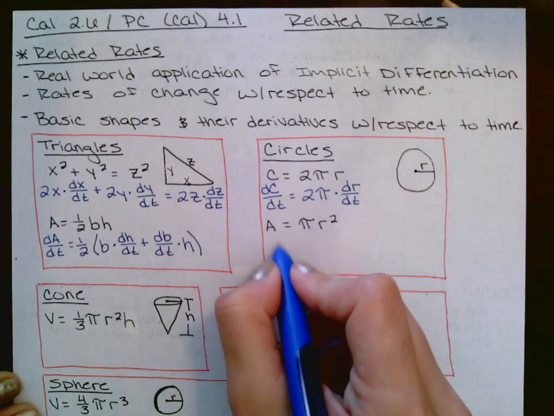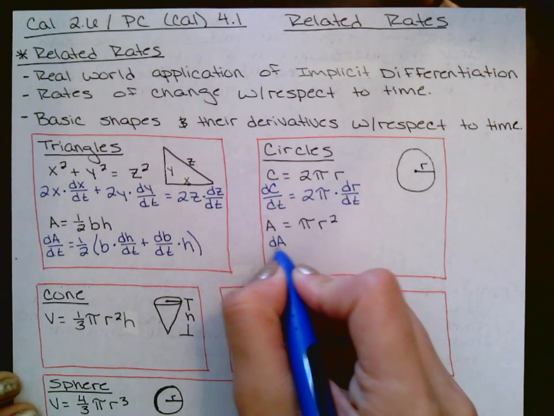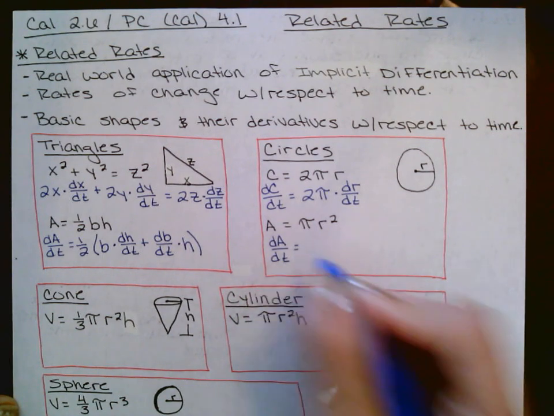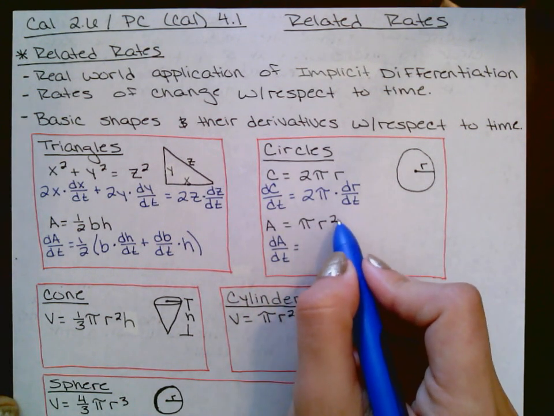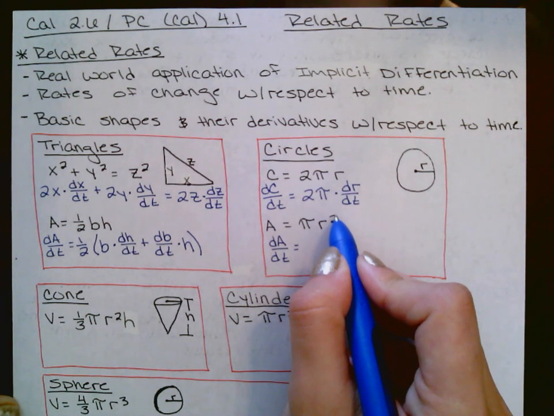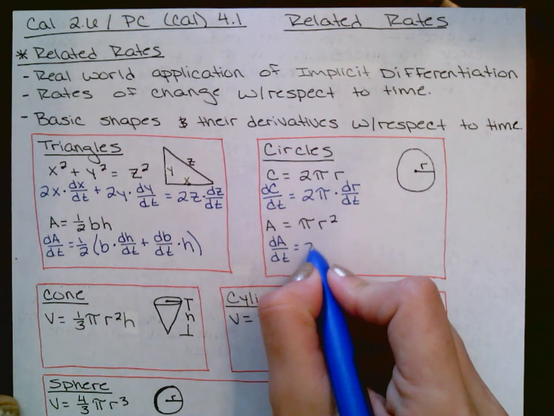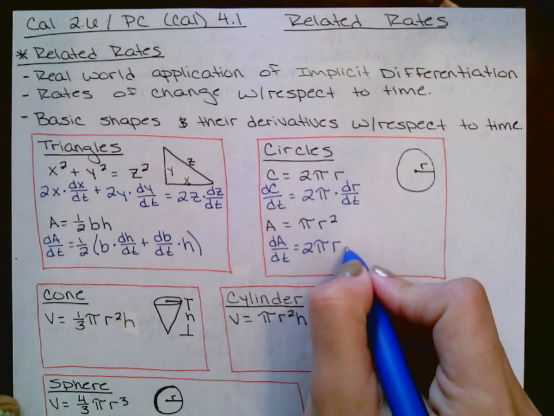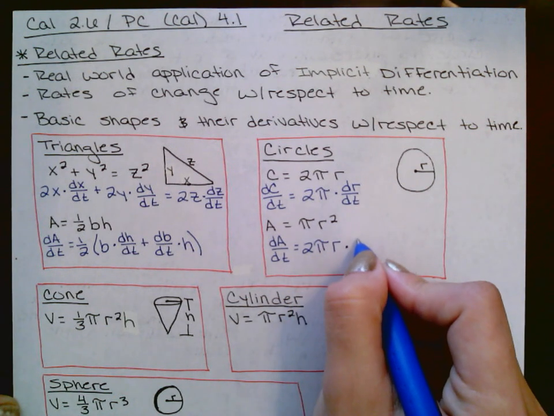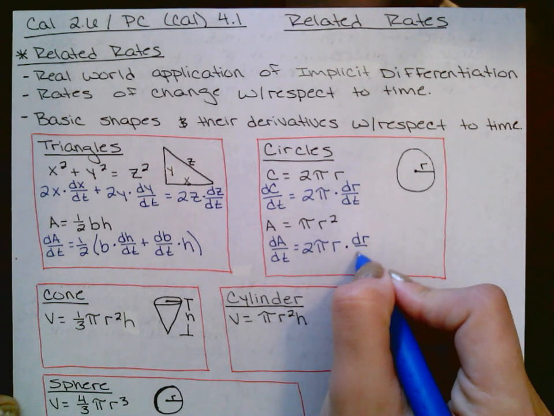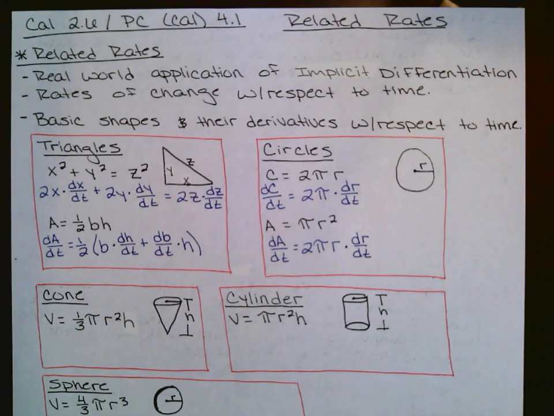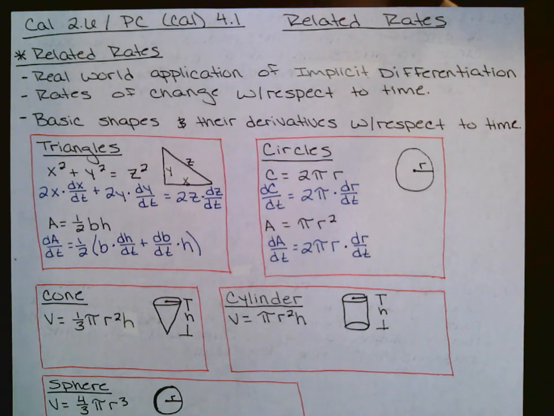Area, derivative of A with respect to time is dA dt. And then remember, pi is a coefficient, so when I do power rule to r squared, that 2 is going to get multiplied to the front with the pi. So 2 pi r to the first power, and then it's implicit because it's with respect to time, so dr dt. Okay? And again, right now we're just practicing our implicit derivatives. We're going to start seeing this in application in just a moment, okay? Let's finish going over the shapes.